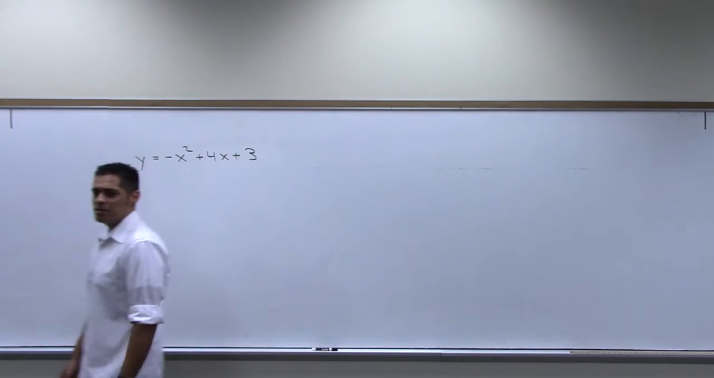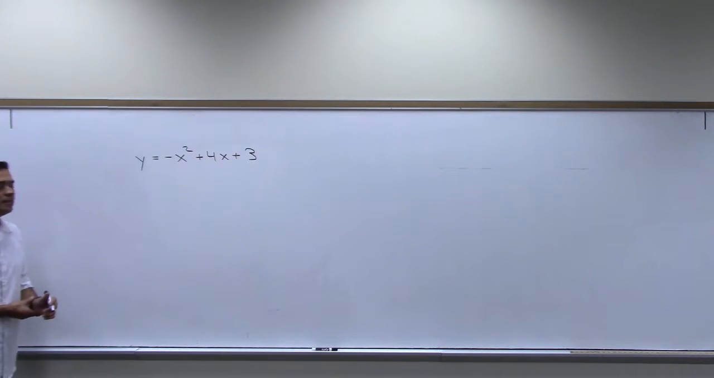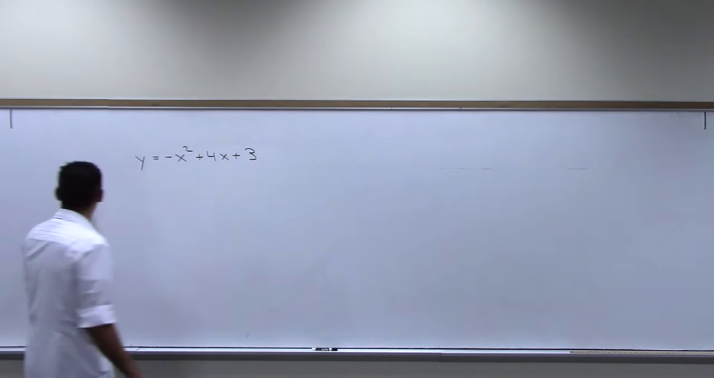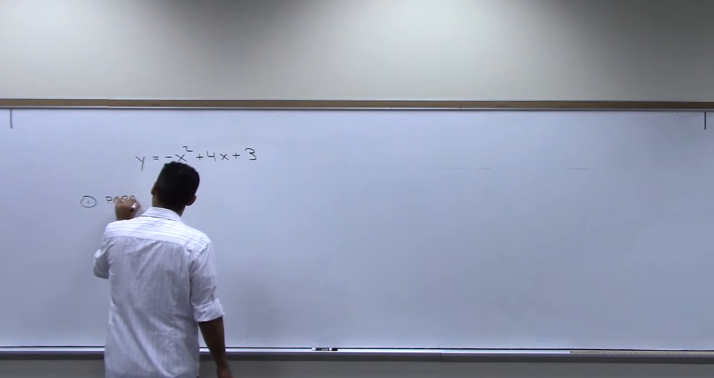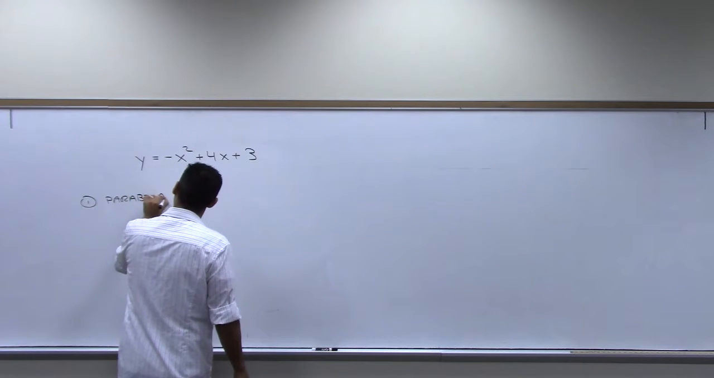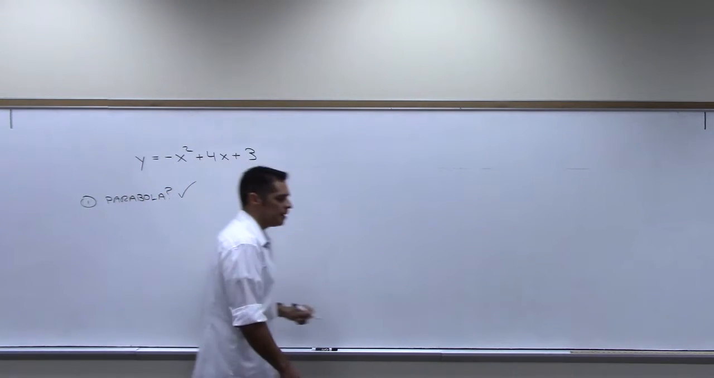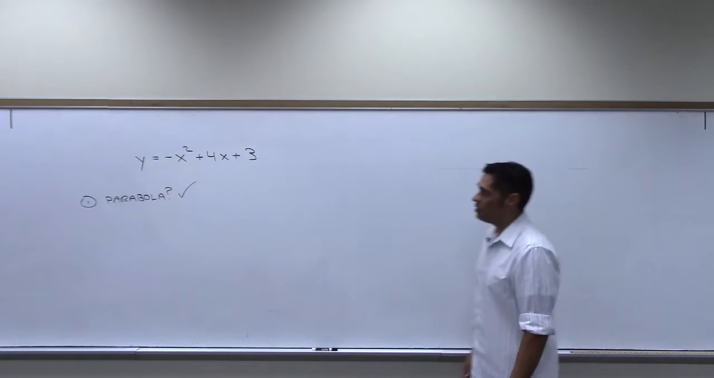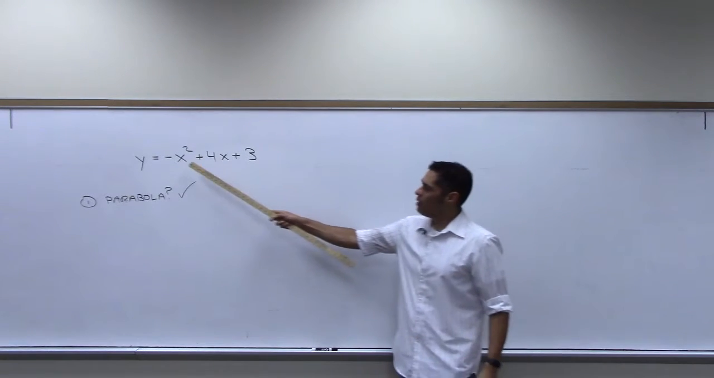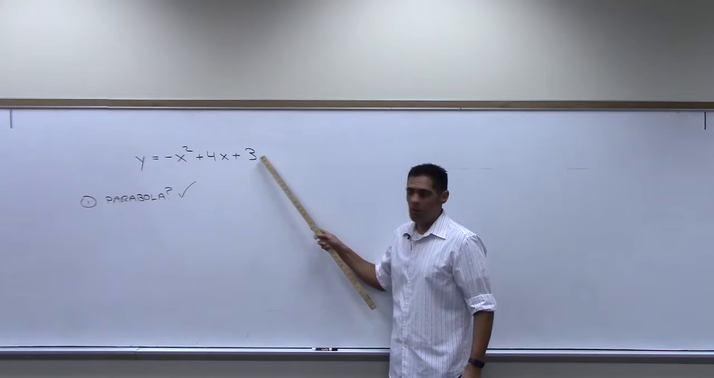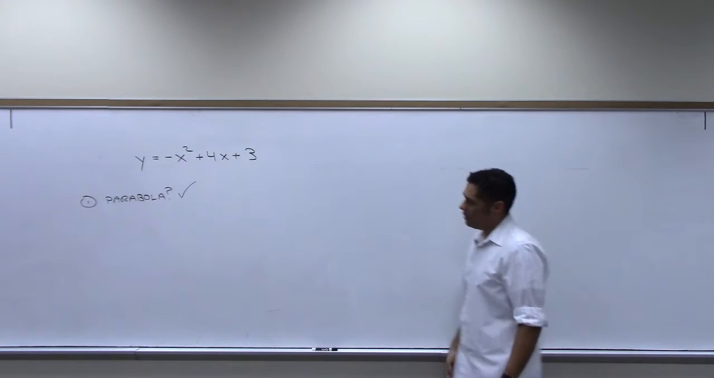All right, so do you remember the steps to graphing these parabolas? Do you remember what the first step was? Just make sure it's a parabola, right? So step one, is it a parabola? In this case, yes it is, because it looks like it's supposed to look, right? This looks like ax squared plus bx plus c. y equals that. So it is a parabola.